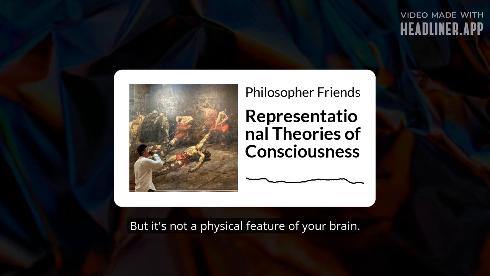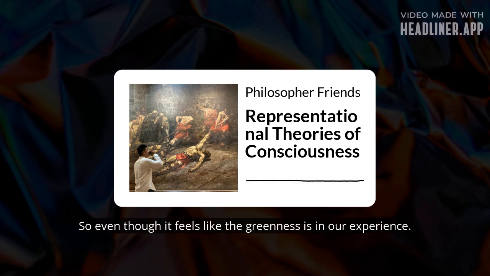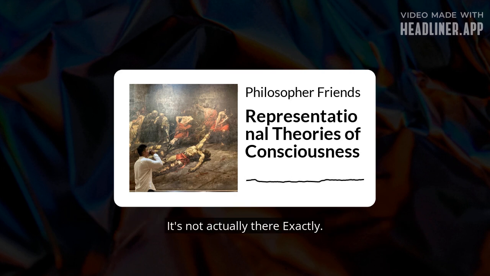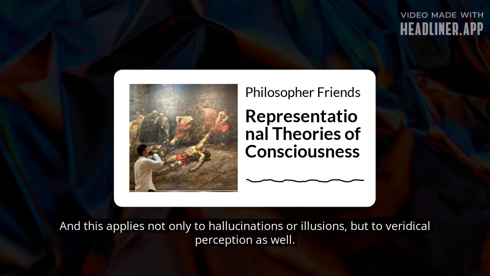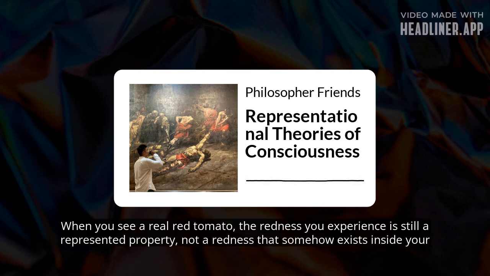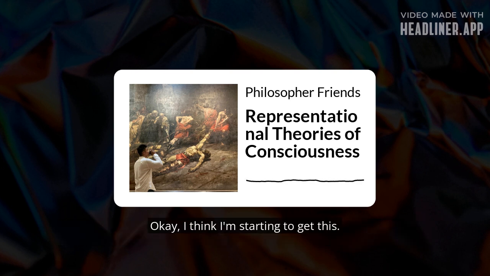But it's not a physical feature of your brain. So even though it feels like the greenness is in our experience, it's not actually there. Exactly. It's more like a description or a model of the greenness rather than the greenness itself. And this applies not only to hallucinations or illusions, but to veridical perception as well. When you see a real red tomato, the redness you experience is still a represented property, not a redness that somehow exists inside your head. Okay, I think I'm starting to get this.